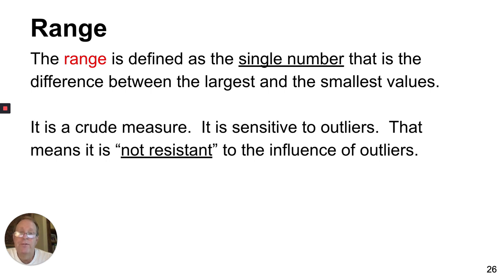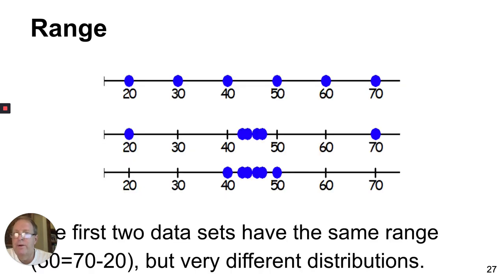It is sensitive to outliers. In fact, the range is totally reliant on the extreme values, and so it is very sensitive to outliers. That means the range is not resistant to the influence of outliers.